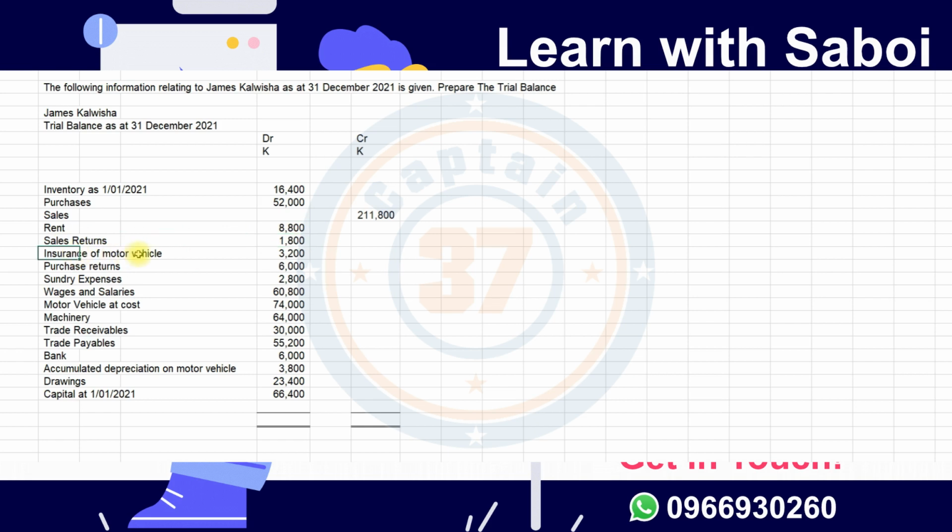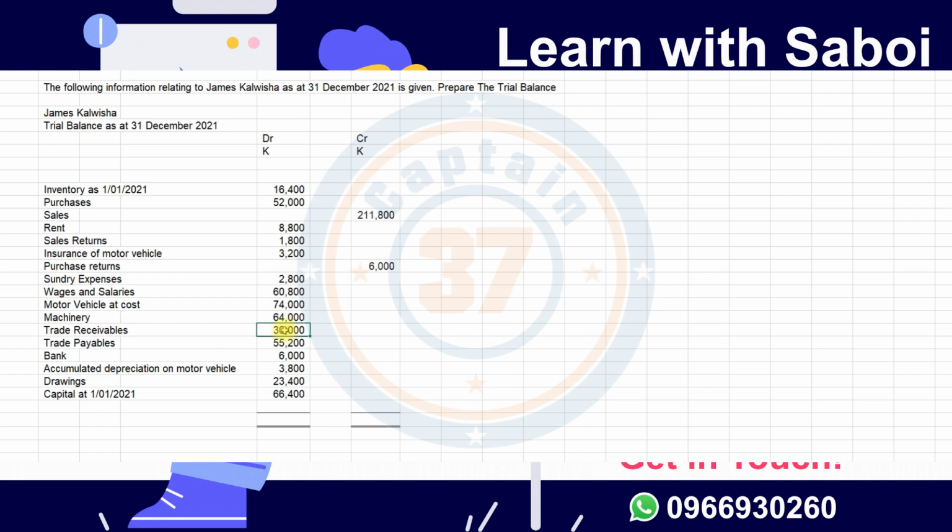Sales returns is a debit. Insurance of motor vehicle is an expense. All expenses are debits. So rent, for example, is an expense to the business, a specific expense to the business, it is debited. Insurance is an expense, it is debited. Purchase returns are credits. Sundry expenses are debits. Wages and salaries are debits. Motor vehicle at cost, this is an asset, it's also going to be debited. Machinery is also going to be debited. Trade receivables is also going to be debited.